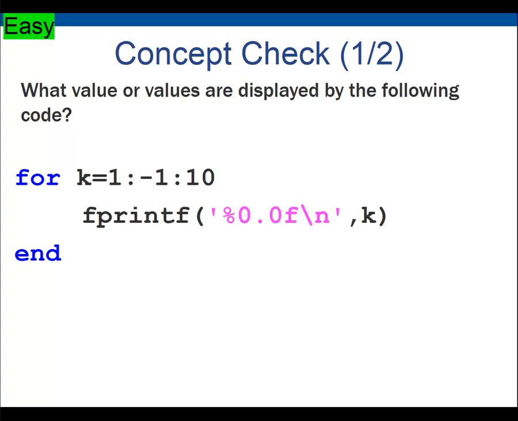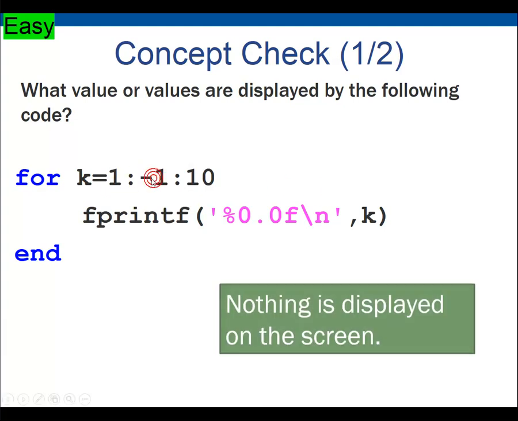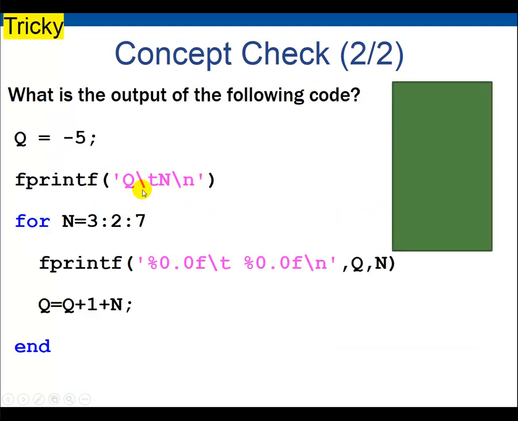Does it make sense? How can it reach from 1 to 10 with negative 1 increment? So it should be a positive 1 increment, not negative 1 increment. So nothing is displayed on the screen. This is the tricky question.